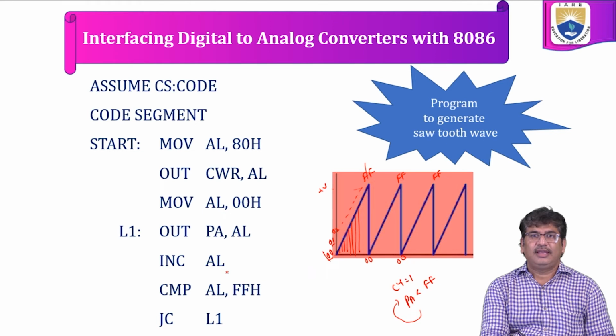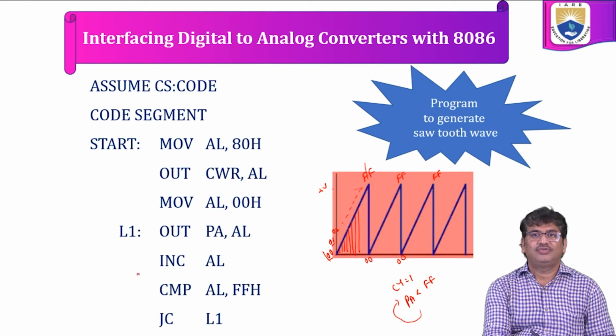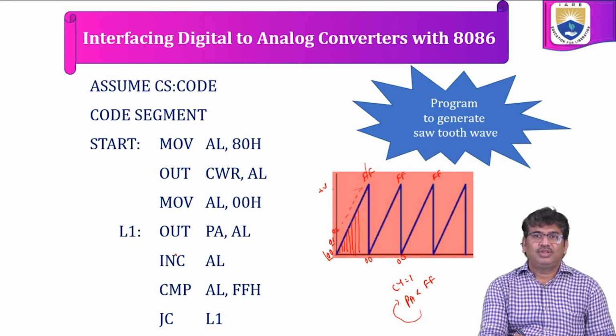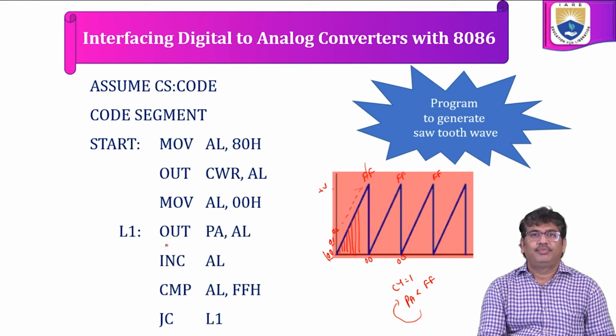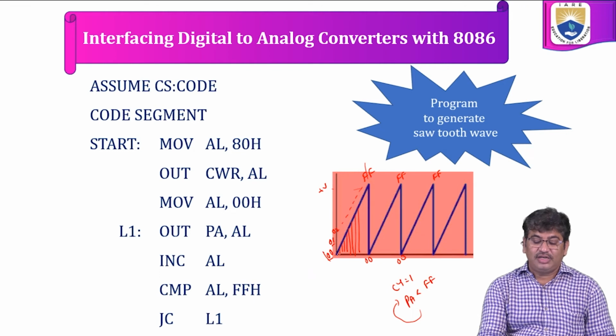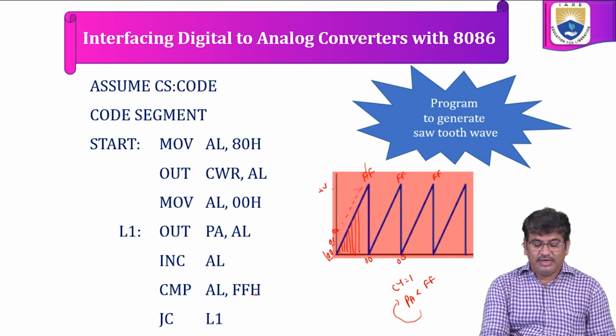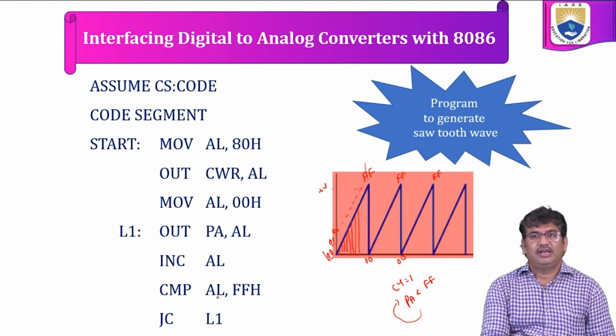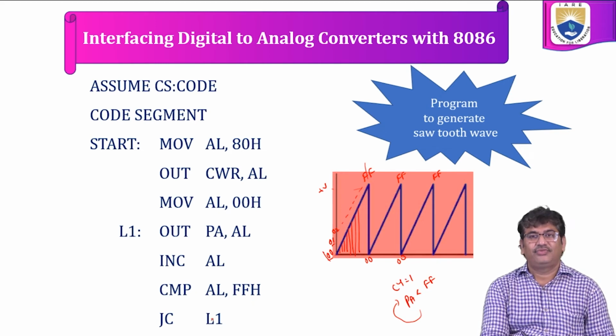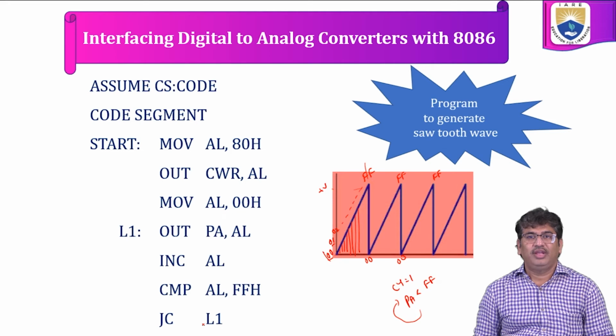Then increment AL, that is the next value, it is going to be 02. It will compare with FF. As 02 is less than FF, it is going to generate a carry flag. So as carry flag is equal to 1, this will be redirected to loop 1. So this loop will be iterated repeatedly for generation of the waveform from 00 to FF. Once it reaches FF, this condition fails, then it will come out of the loop.